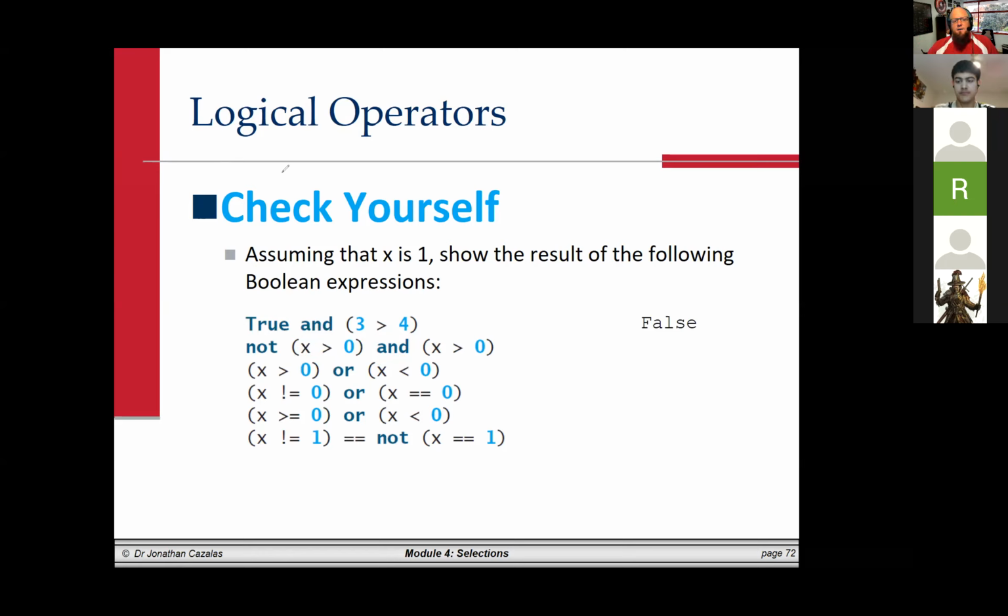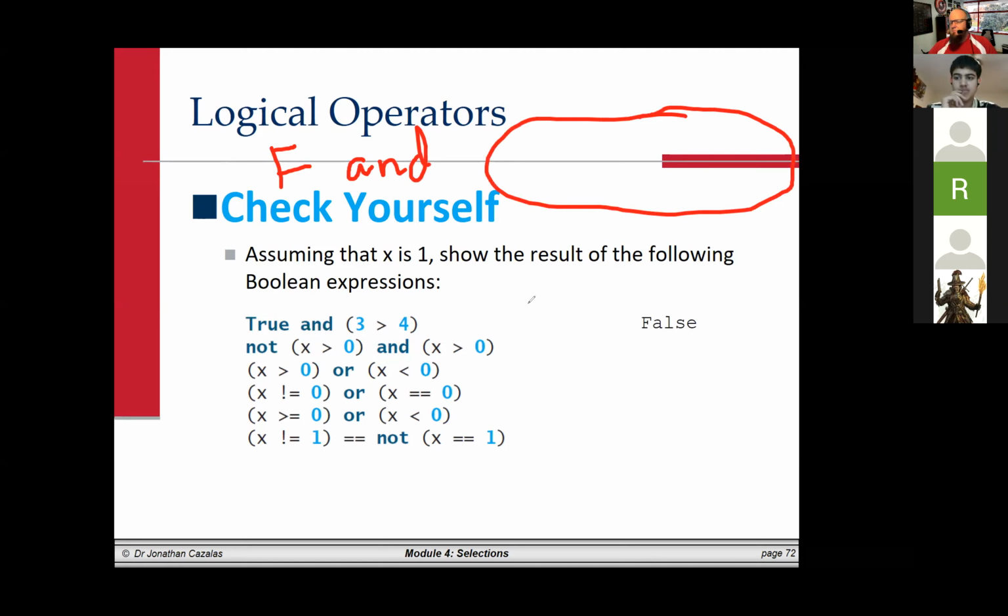If you say false and then whatever you put here, you can put 1,000 statements right there. Python won't even look at it. You understand that? You can put whatever you want. Python won't even look at it.